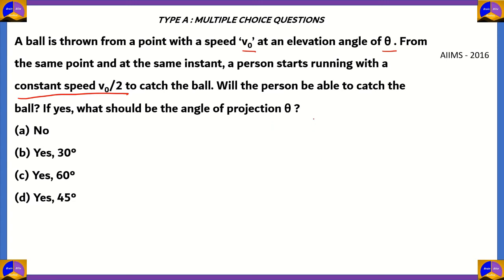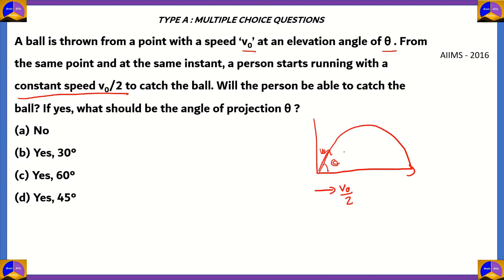So, suppose we have projectile motion. The initial velocity is v0 and the angle is theta, and the projectile goes in its projectile motion. Now, in this case, a person is running with the speed v0 by 2. Now, for motion in a plane, the horizontal component will be along the x-axis and the vertical component will be along the y-axis. And it's due to the variation in the vertical component that we get projectile motion.